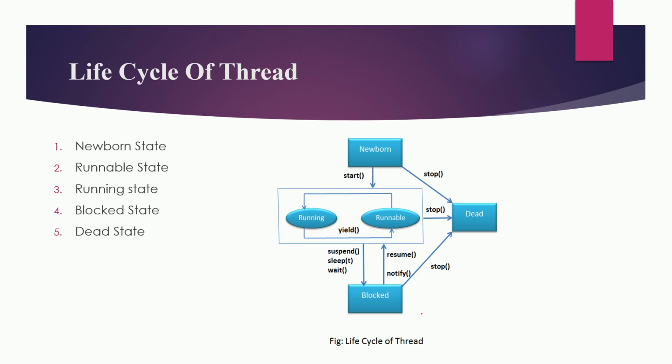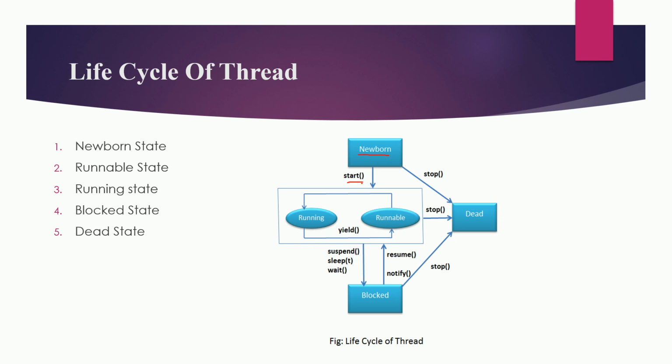Let's see the life cycle of thread now. There are 5 different states. The first state is the newborn state, next runnable, followed by running, then blocked state, finally dead state. So first is the newborn state. Newborn state is a state where a thread gets created. From here you have only two options. One is either you can start the thread or you can kill the thread. How you will start the thread? You can start the thread using start method.